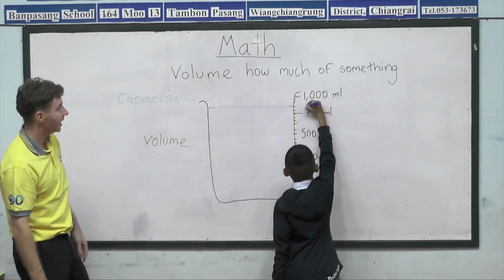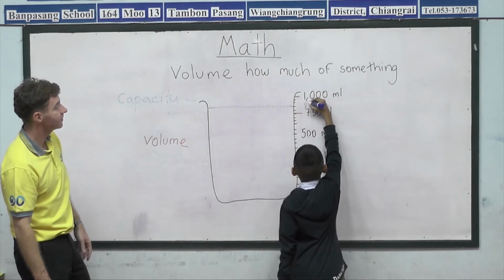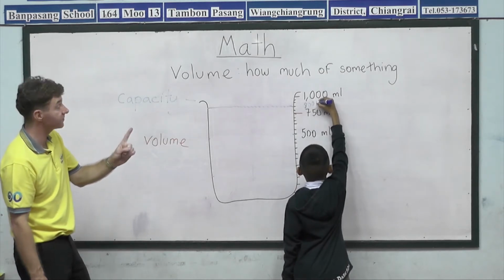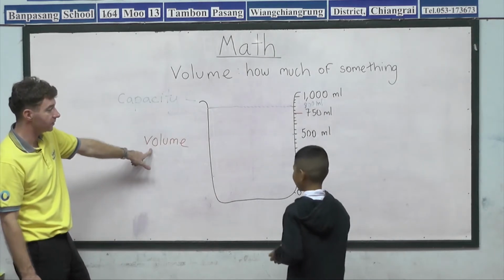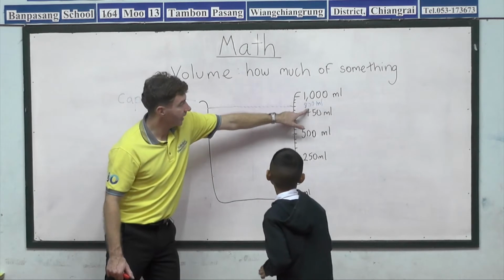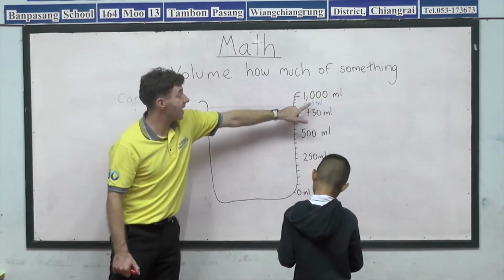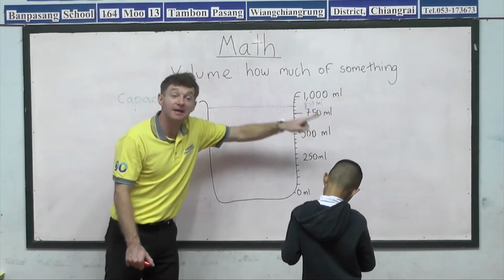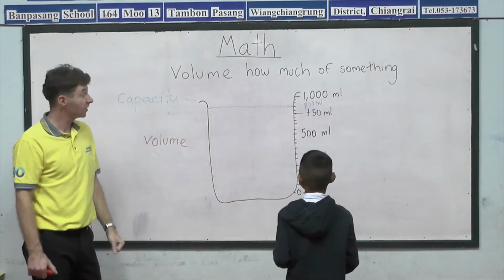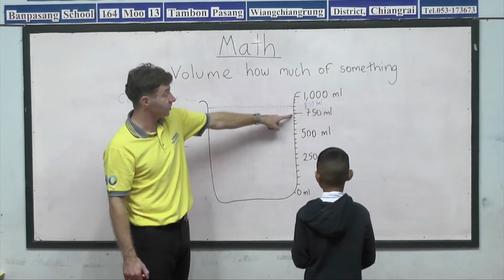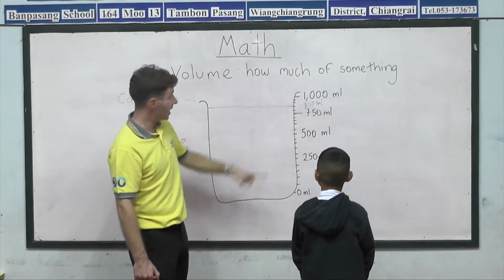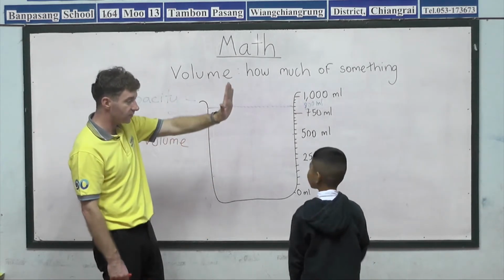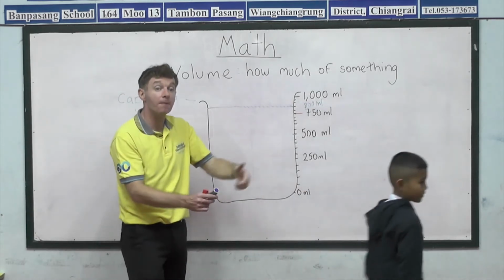Yes. 850, and then our unit, ml. Excellent. What's our volume, Bang Bon? 850 milliliters. Is that right? Yes. You can see, because we know this is 750. We just count up 800, 850. And that's where our water level is. So well done. Excellent. Round of applause for Bang Bon.